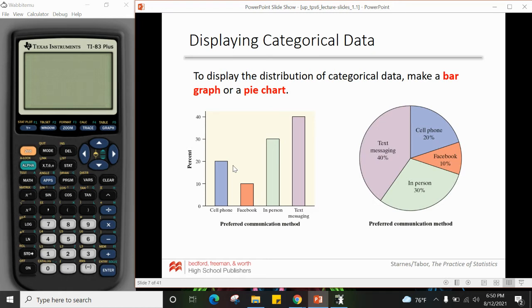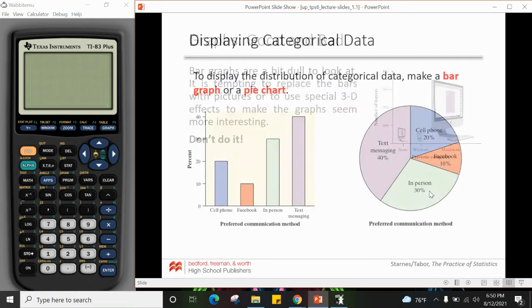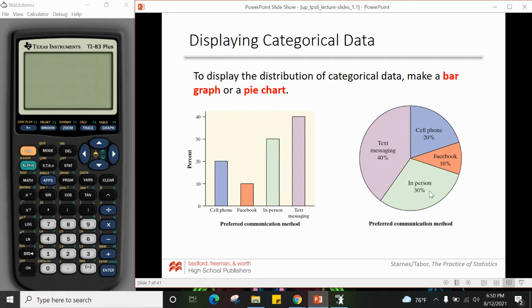Another possible way to show your categorical data besides a bar graph is a pie chart. And you can see here, 40% is text messaging, 20% is cell phones, 10% is Facebook, and 30% is in person. Now, I'm just going to put this as a disclaimer: we prefer to use the bar graph over the pie chart. The one thing a pie chart is nice for is that it does show you in relation to the whole. So you could see, hey, 40%, that's a lot compared to all the other groups. But that's really the only advantage of a pie chart. We do like to use bar graphs a lot more than pie charts.